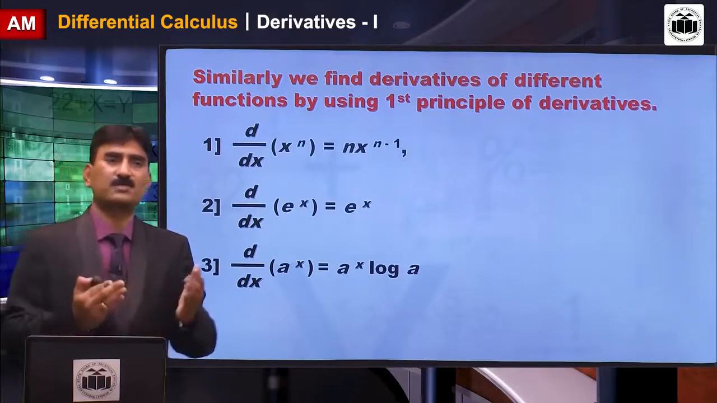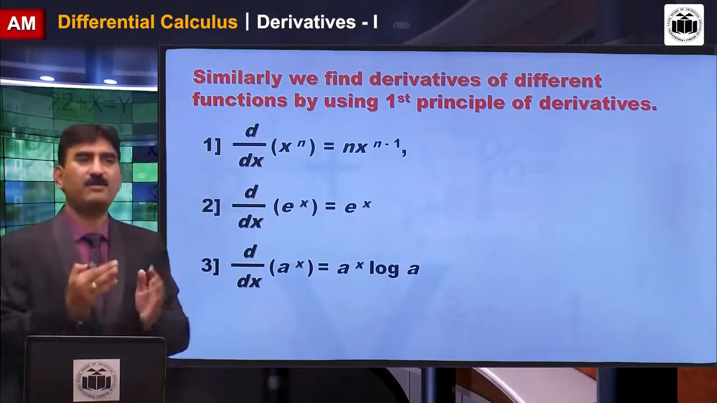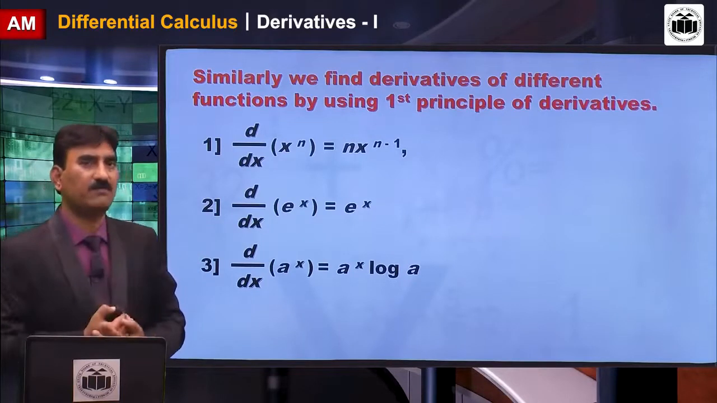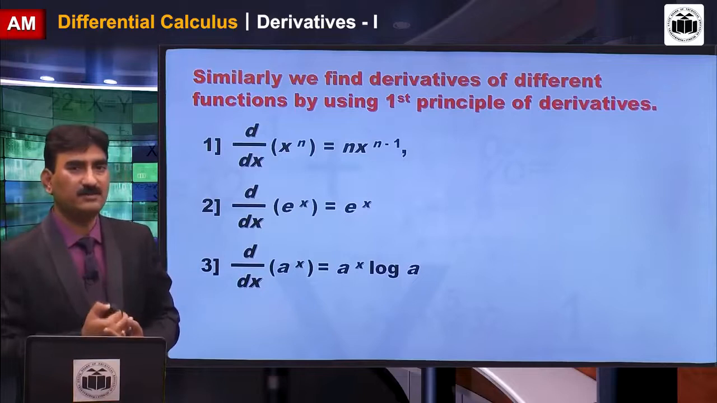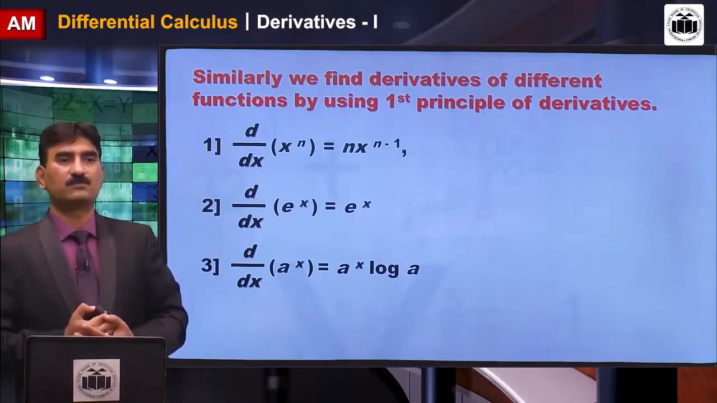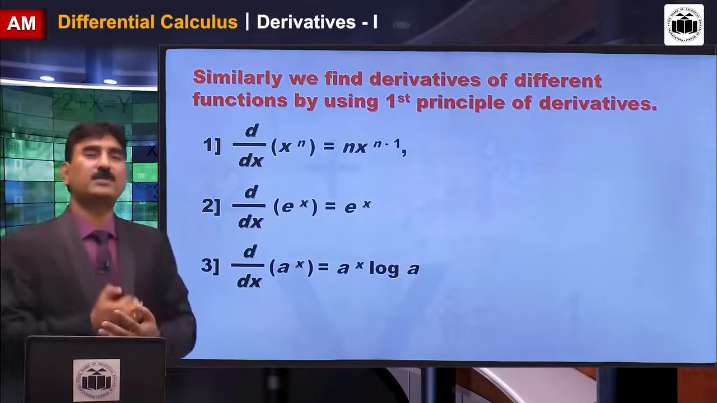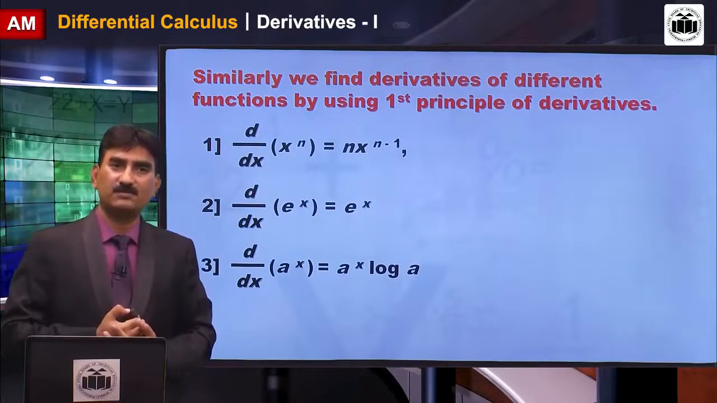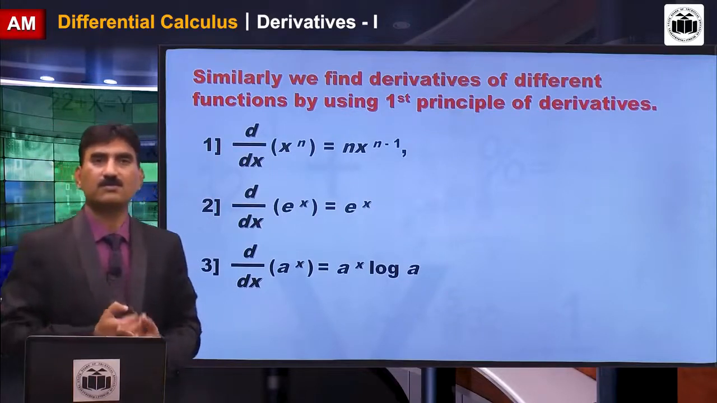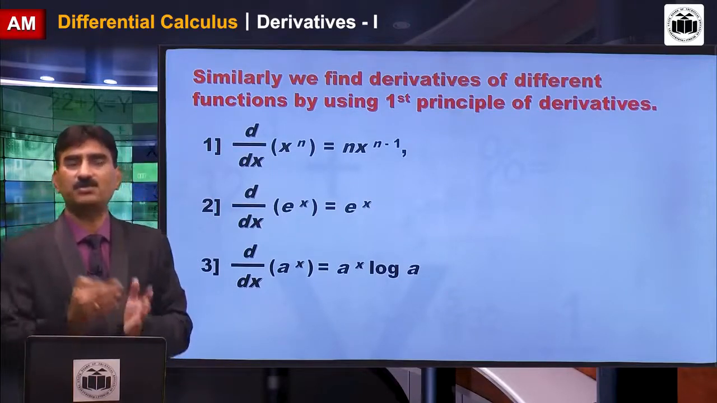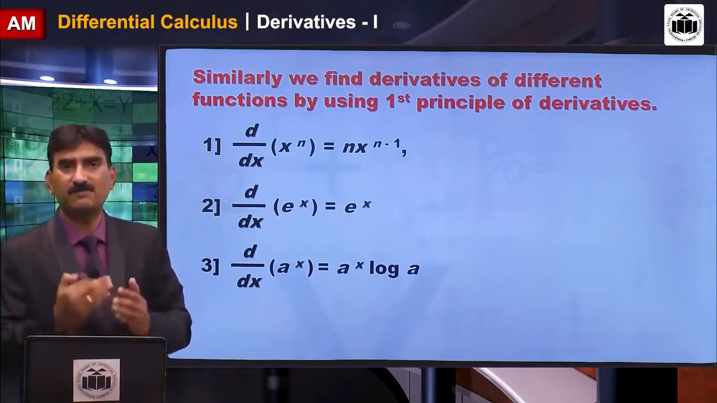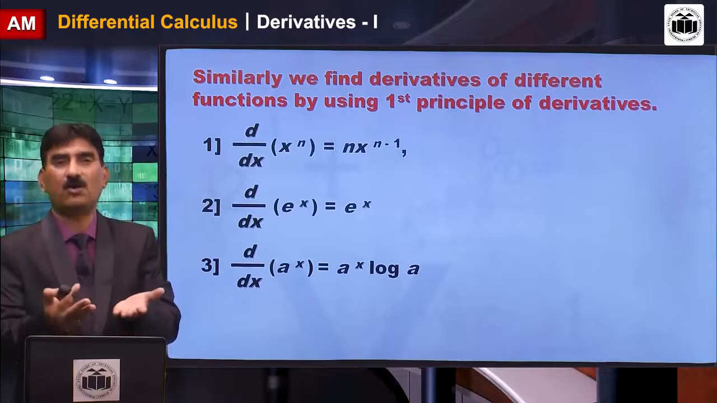Suppose we take a small example. Instead of a, if you put 5, what is the derivative of 5 raised to x? Anybody tell me by using the same formula? Very good. If you have to take the derivative of 5 raised to x, then we use the formula of derivative of a raised to x. So derivative of a raised to x is a raised to x into log a. Similarly, derivative of 5 raised to x is 5 raised to x into log 5.